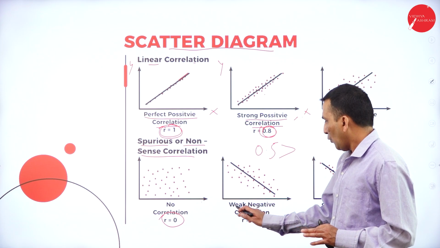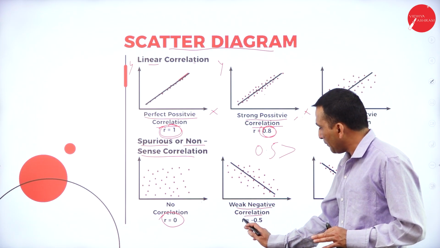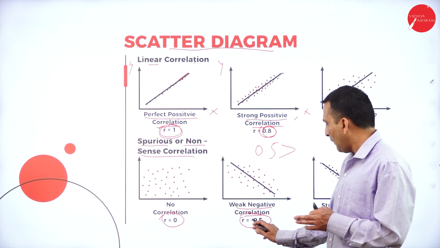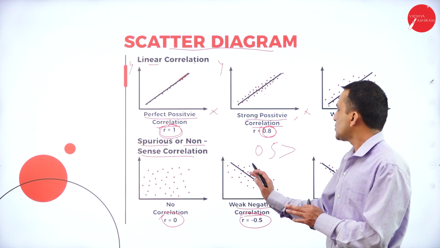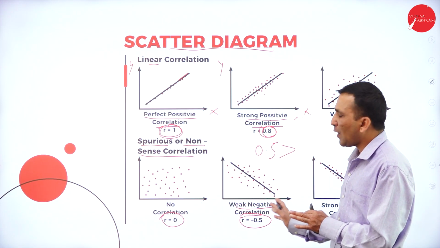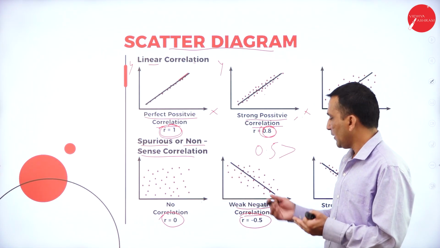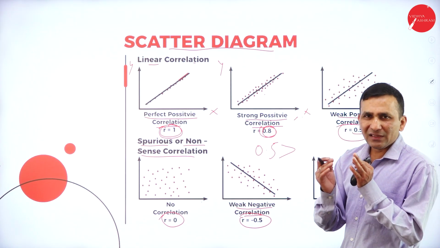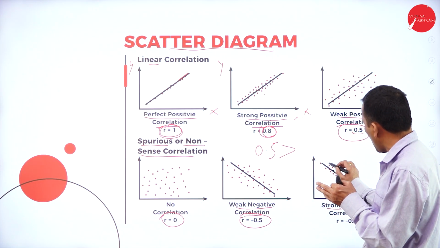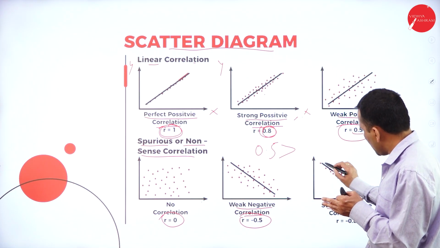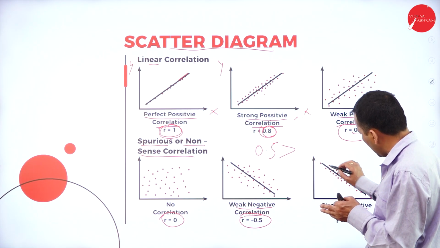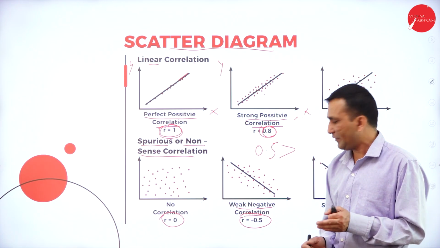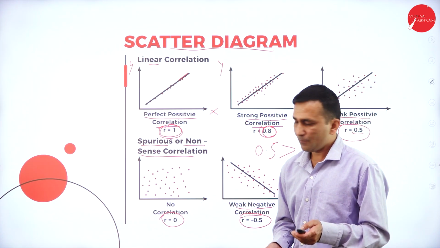Next one, weak negative correlation. That means negative, a minus sign. So we are getting exactly minus 0.5, which is going downward. That's what we call a weak negative correlation. Now if you go for strong negative correlation, the dots are very close, going in the downward direction. The value we are getting is minus 0.8. That is a strong negative correlation.